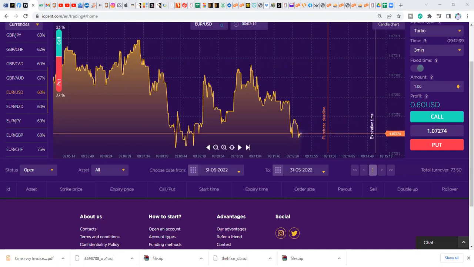Bearish means downward. Some people call it put. Now, this broker has it as call and put. So call means price is going upward. Put means price will go downward. Some educators don't use call and put. They use buy and sell.